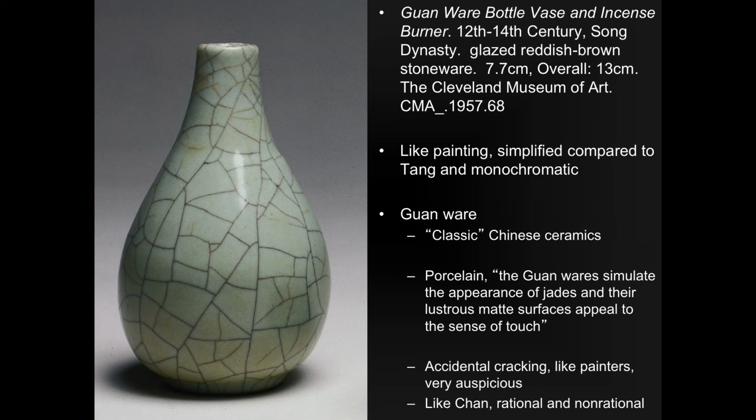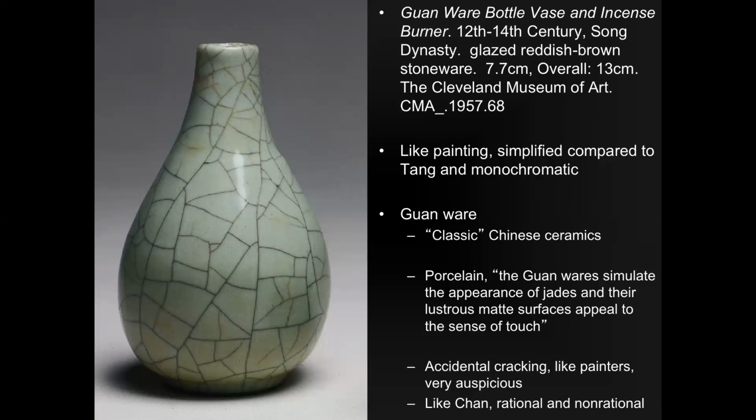So this is porcelain, and if you know anything about ceramics, you know that porcelain is pretty difficult. It takes some technology. It takes a lot of high heat. It's not quite glass, but close. So the guanware simulate the appearance of jades, and their lustrous matte surfaces appeal to a sense of touch, which is a shame because whenever you see these in person, you want to touch them, but in museums, they don't let you do that. But it definitely has a kind of visceral effect that goes along with Chan Buddhism that we've been talking about.